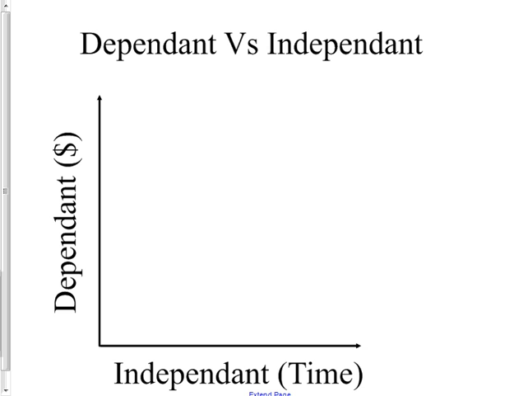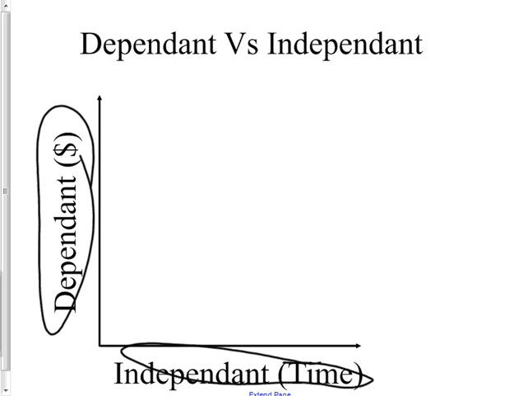Independent versus dependent. I already talked about this, but I'm going to say the ultimate independent thing is time, and independent things always go on the bottom, and the ultimate dependent thing is money. I'll give you an example. How much does a glass of water cost, or a bottle of water cost?